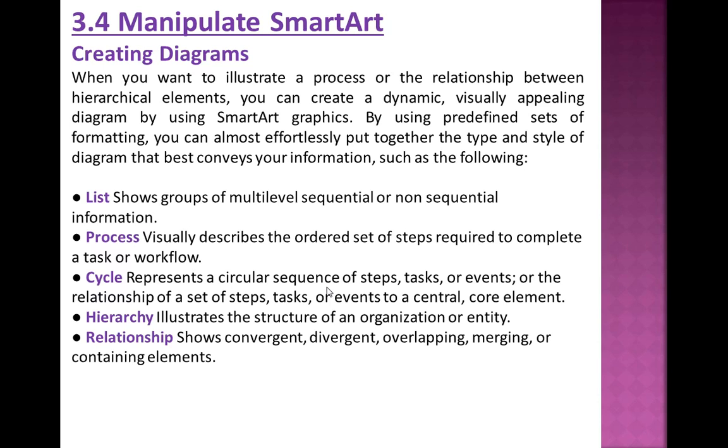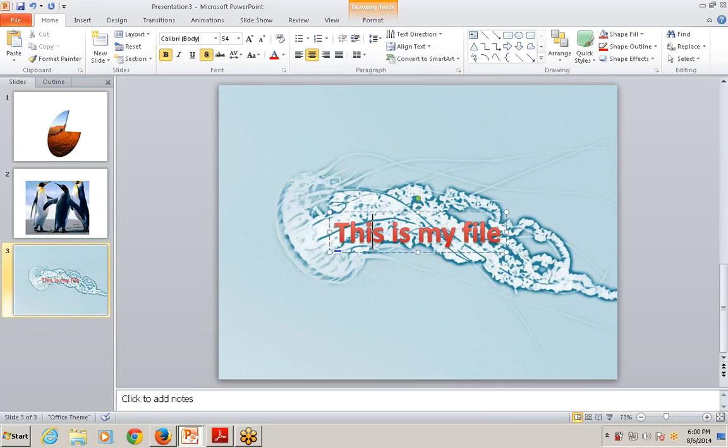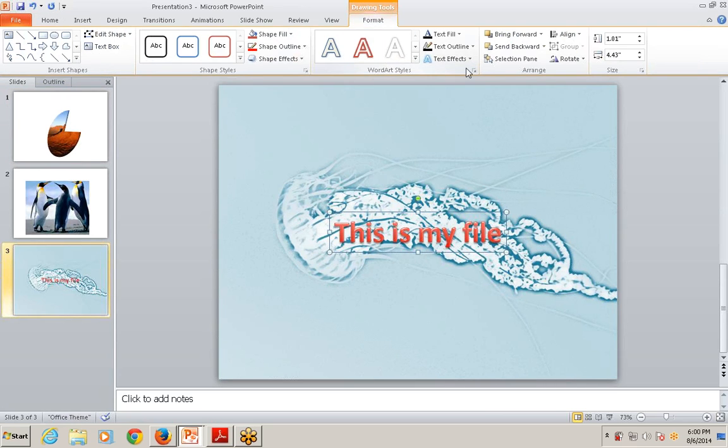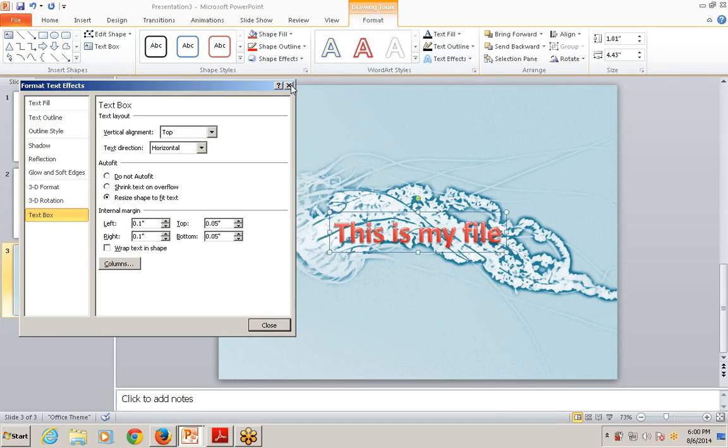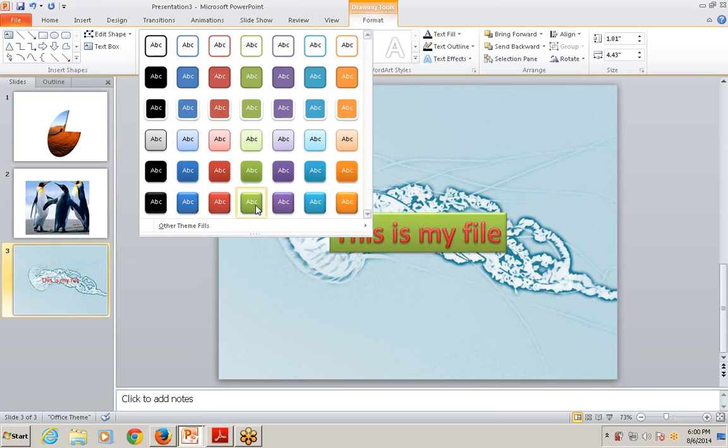Then the 3.4 topic is how to manipulate SmartArt. But before this, let's take a preview, or the practical approach, of WordArt. This is the WordArt. Go to the Format tab. You can use different styles. These are the different styles available. You can use these styles, like this one, this one, this one.